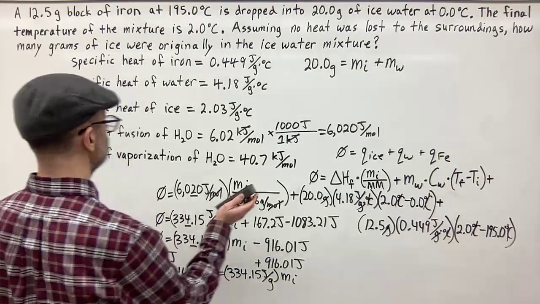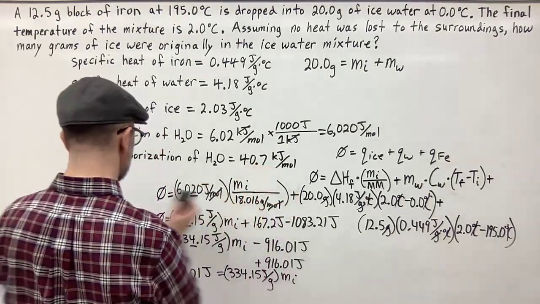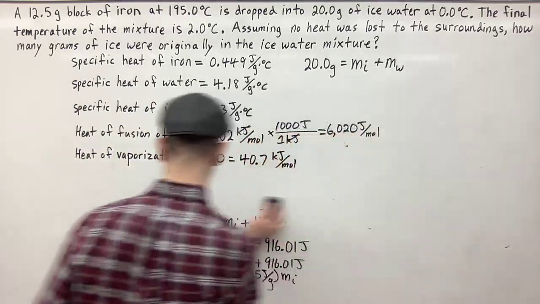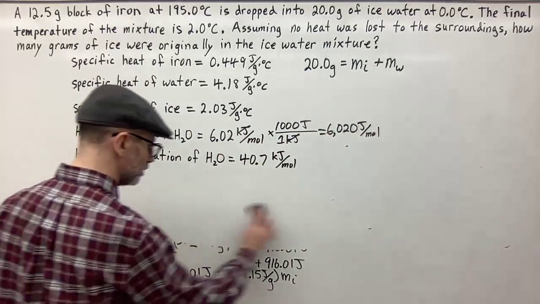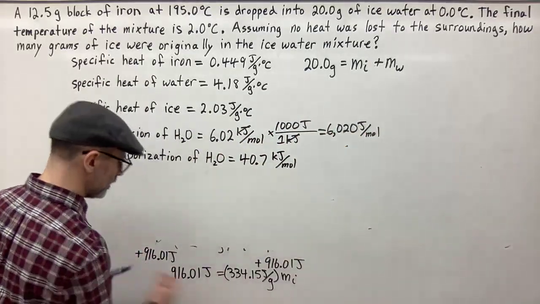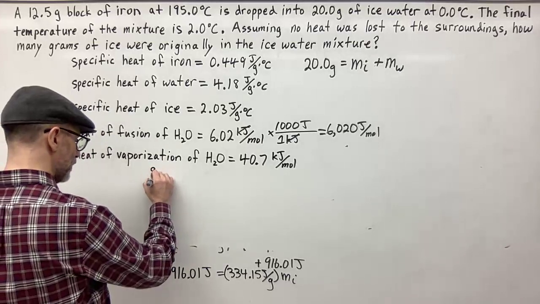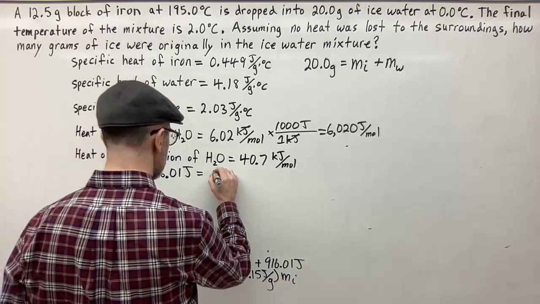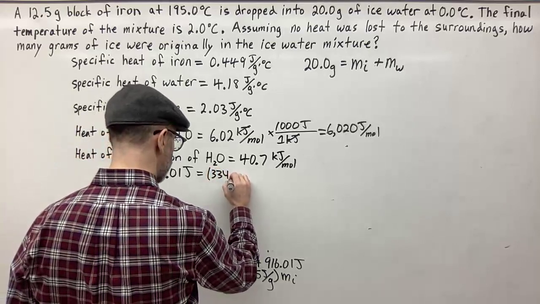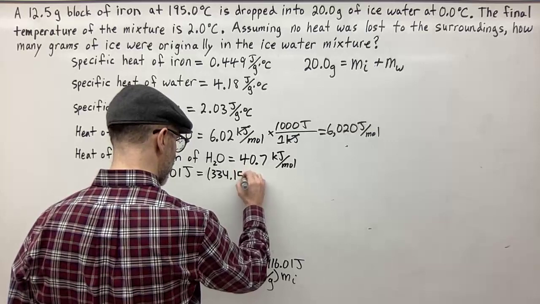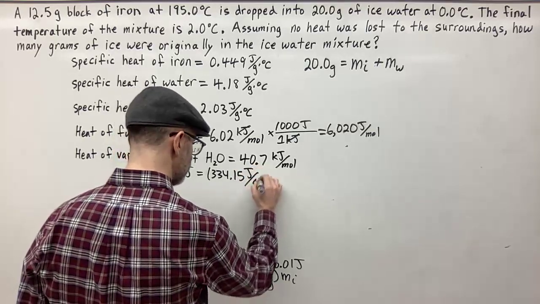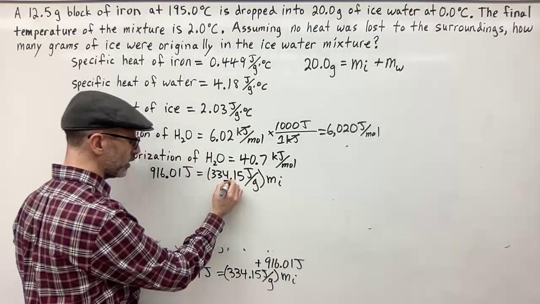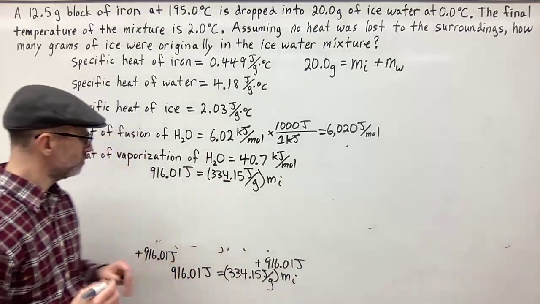So now let me bring this up here. Let me get rid of this, I don't need this anymore. Give myself some space. I'm going to take this and write it up here. So I have 916.01 joules is equal to 334.15 joules per gram multiplied by the mass of the ice. And again, underline the 4 because here I have 3 sig figs.